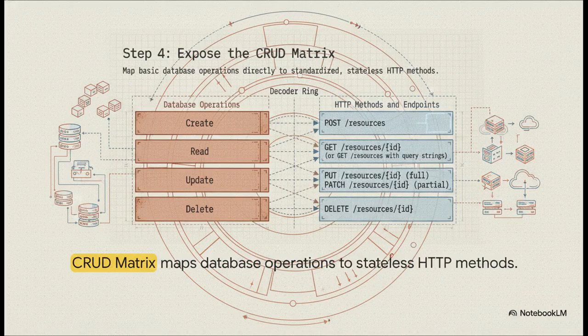Once those first 3 steps are done, step 4 is beautifully simple. We expose the CRUD matrix. Now, what's really interesting about the setup is how it acts as a literal decoder ring between your backend database operations and your front-end HTTP network requests. We map create directly to post. Read maps to get. Update gives us put for full updates or patch for partial updates. And delete maps straight to the delete method. It takes the deeply technical actions of your database engine and exposes them as clean, standardized, stateless HTTP methods.